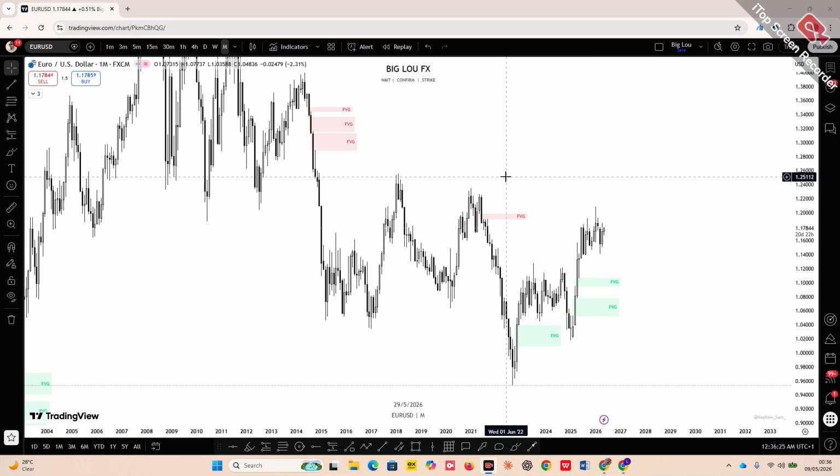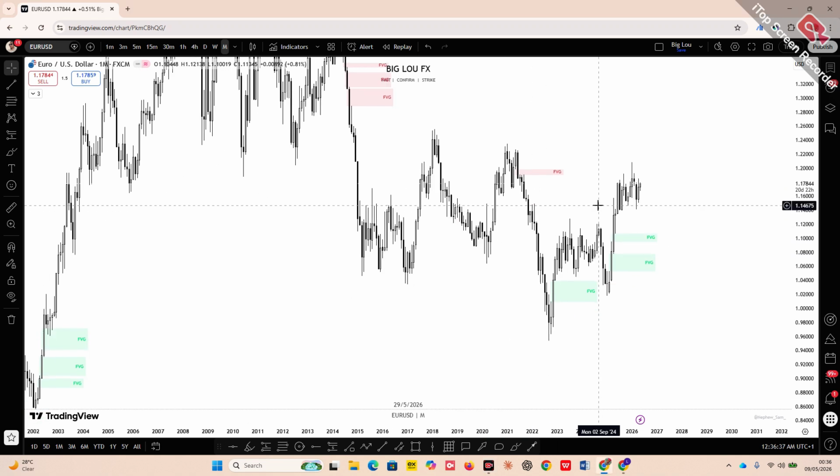I want to show us how Euro USD has been moving recently and where it is heading to, and the trade opportunities that we have gotten from Euro USD so far, and the trade opportunities we still look to get from Euro USD.